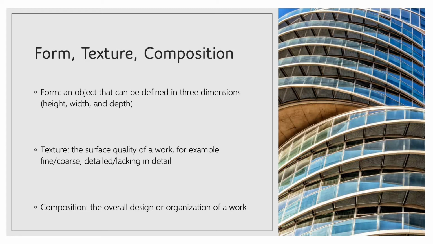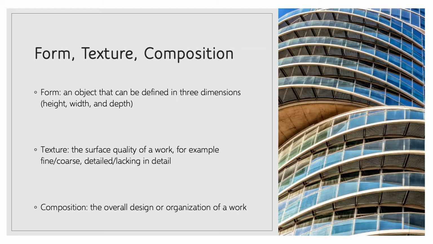Form is an object that can be defined in 3 dimensions: height, width, and depth. Texture is the surface quality of a work. For example, it is either fine or coarse, or either detailed or lacking in detail. Composition is the overall design or organization of a work.